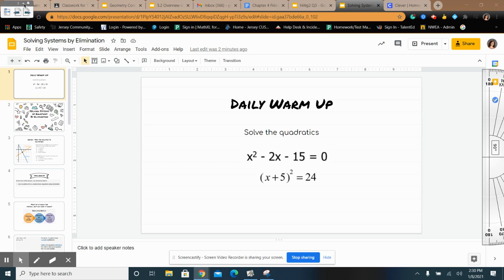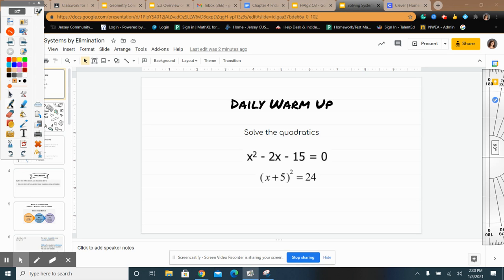Okay, here's your next warm up. More of that quadratic practice. We're really going to try to get good at this. This first one we're looking at, and if you notice, it does look like it can factor. It should look kind of familiar to you. Hopefully you can do this by yourself.